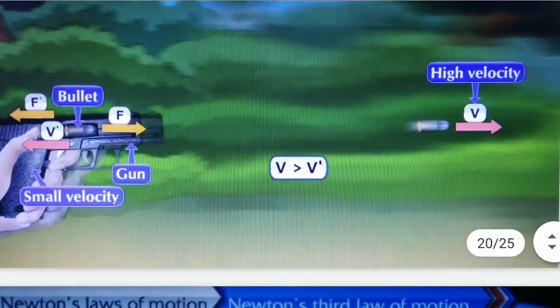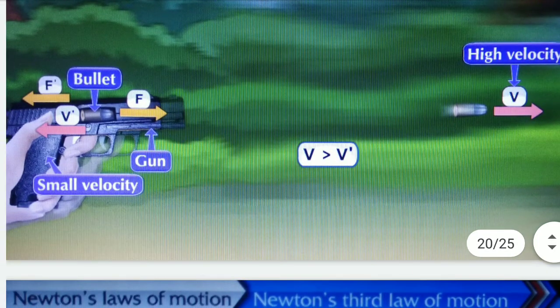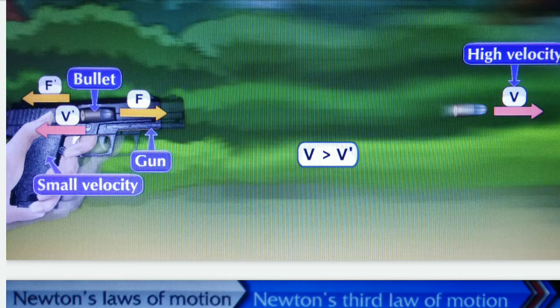Observe the picture. The gun has greater mass than the bullet. F is the force applied by the gun. The bullet applies a reaction force F. The bullet goes with very high velocity, but the gun recoils with very small velocity, because the velocity of the bullet is greater than that of the gun, as the masses are different.